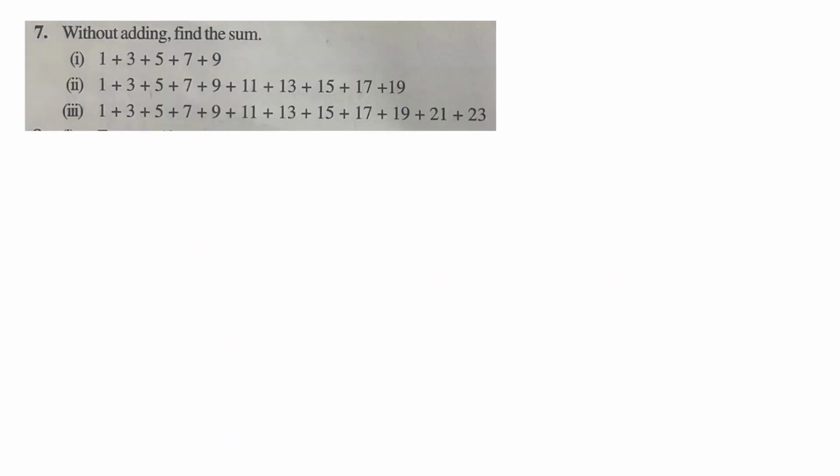The seventh problem is: without adding, find the sum. Okay. So first just look at the pattern given. So they are just adding the odd numbers. The odd numbers are there in the consecutive order from the very first odd number, right? So relating all these 3 points, what is the property that comes to your mind?